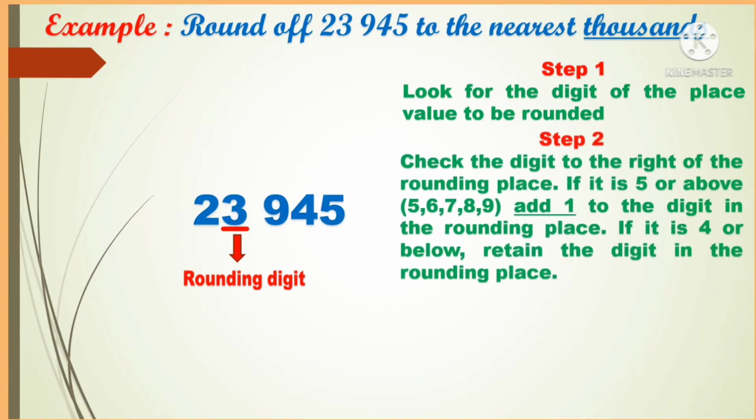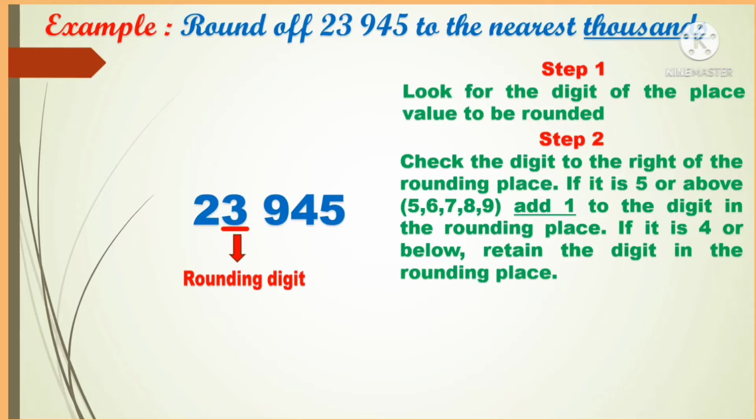Step 2. Check the digit to the right of the rounding place. If it is 5 or above, add 1 to the digit in the rounding place. If it is 4 or below, retain the digit in the rounding place. So, ibig sabihin ay i-check natin ang digit na nasa kanan ng rounding digit. Kapag ang nasa kanan ng rounding digit ay 5 pataas, 5 or 6 or 7, 8, 9, ay magdadagdag tayo ng 1 sa rounding digit natin. Kapag naman 4 pababa ang nasa kanan ng rounding digit, ay wala na tayong gagawing pagbabago sa ating rounding digit.